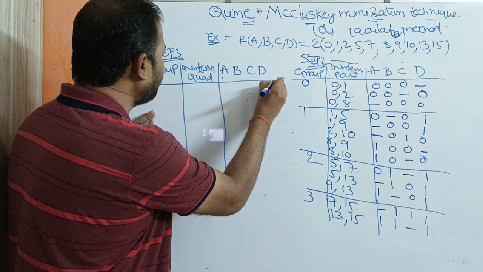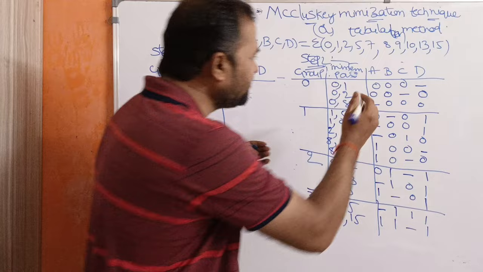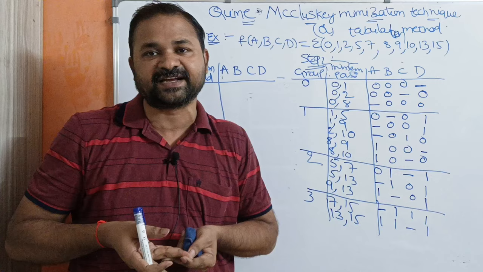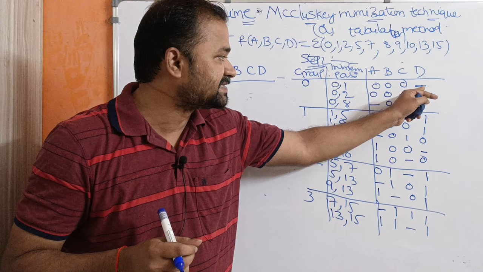So first we have to write for group 0. Here we have to compare group 0 with group 1. Here we have to search for the dash. So while comparing 0, 0, 0, dash in group 0 with group 1, we have to search for the dash matched in the same position. If dash is there and if one variable difference is there, then we can combine them as a pair. Okay. So here we have to search for this dash matched one.